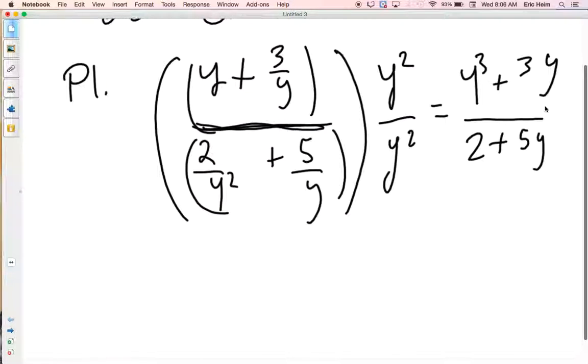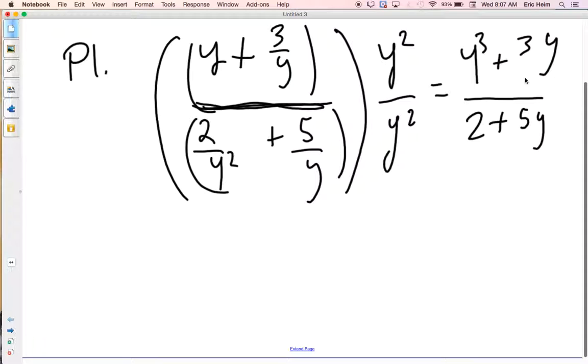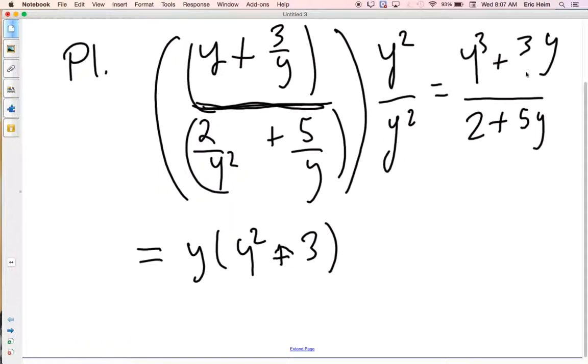But we can still factor out a y, a factor of y here. So simplifying usually means trying to factor out as much as possible, top and bottom, and then canceling whatever's possible to cancel and dividing through. So we factor a y out of y cubed and 3y. Just factor out 1y. So y times y squared equals y cubed, and y times 3 would give us the 3y. So we factored y out at the top. And on the bottom we have 2 plus 5y. And that's pretty much it. That's as far as it goes on that one.